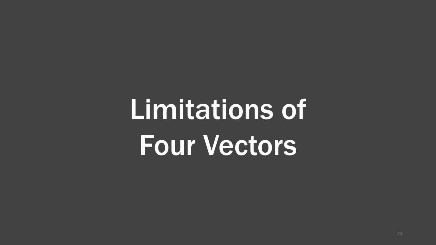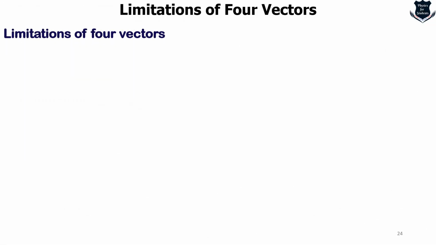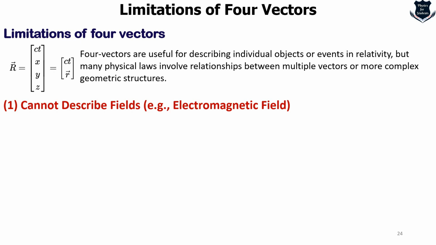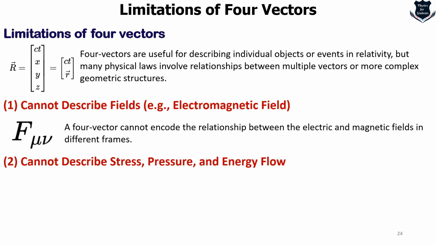In this part we will quickly look at the limitations of four vectors. The first limitation is that four vectors are very good for understanding events in relativity, but they cannot describe what is called an electromagnetic field. A four vector cannot encode the relationship between the electric and the magnetic fields in different frames.